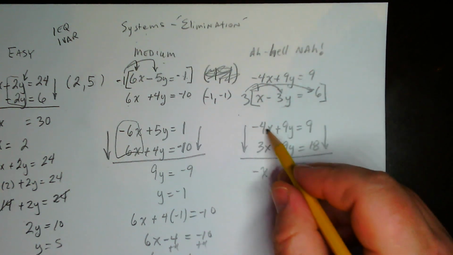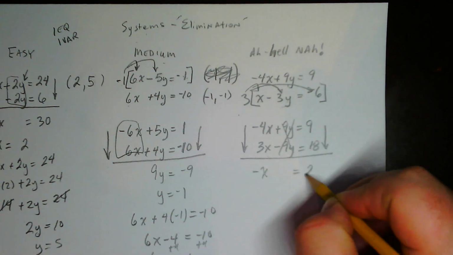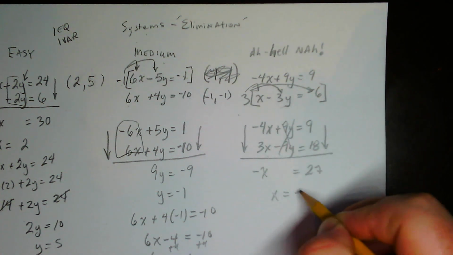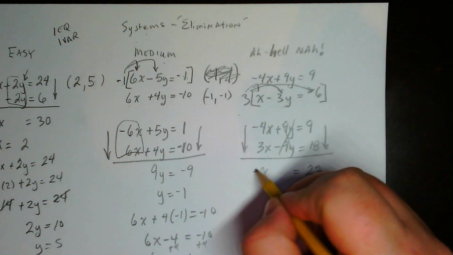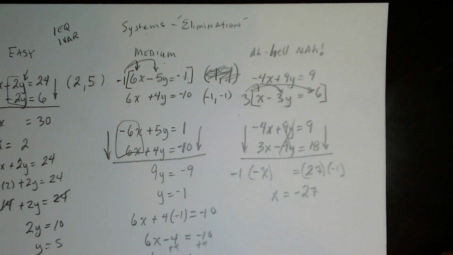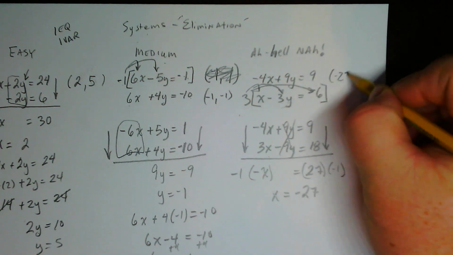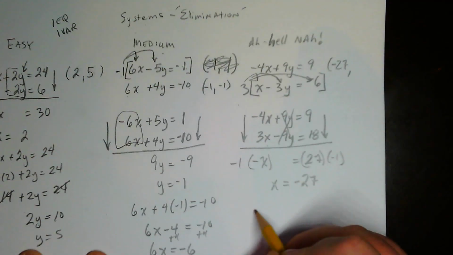Negative x, right? Negative 1 plus 3 is negative x. Those, right? 27. Hey, x is equal to negative 27, right? This is negative x equals positive 27. So if you multiply both sides by negative 1, there you go. So we've got negative 27 for x. Now let's find our y value. I'm going to take it and plug it in right there.